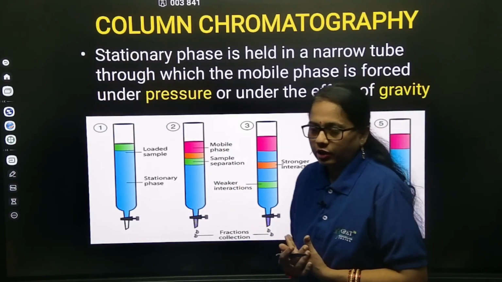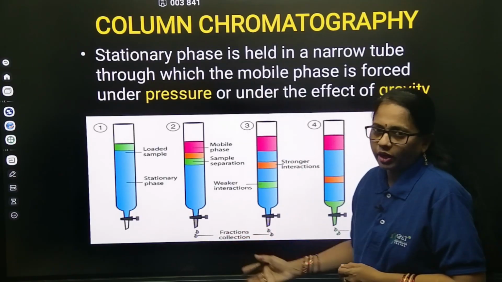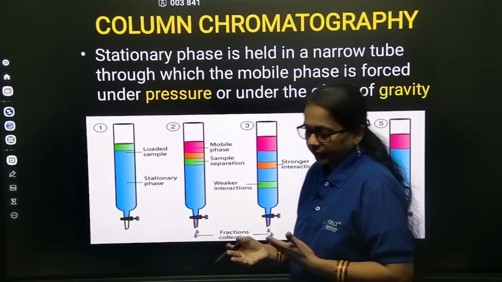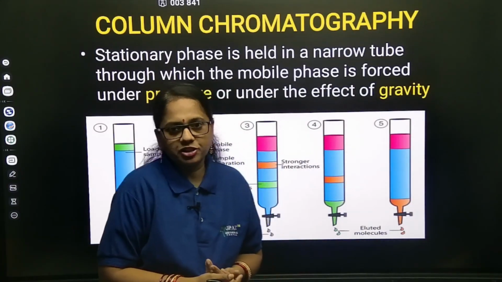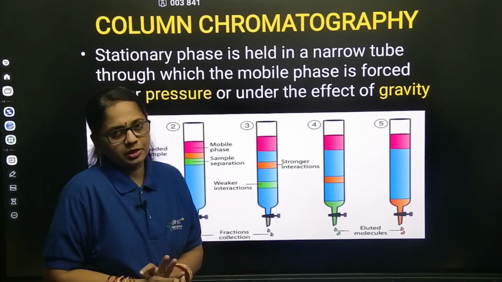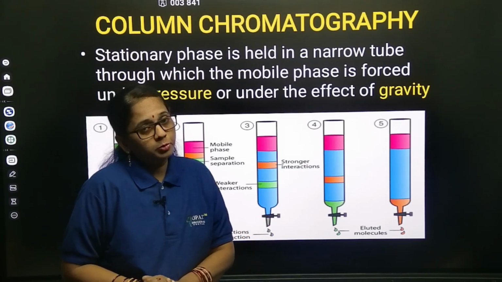If these are the colored compounds... if not, whatever we have to do, we need to collect those fractions. Afterwards, we are going to identify them and extract them. Those fractions are going to be extracted and we will identify what chemical constituents are present in them. For isolation and characterization, this column chromatography is going to be highly useful.